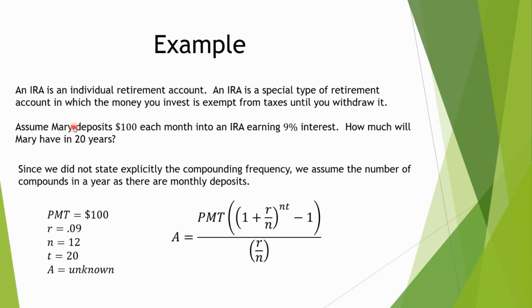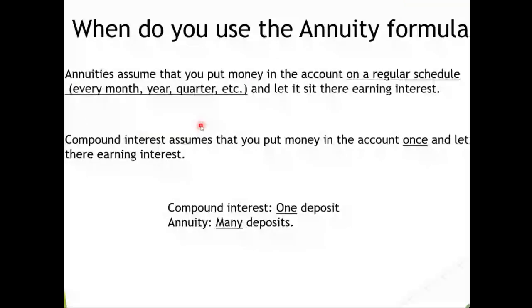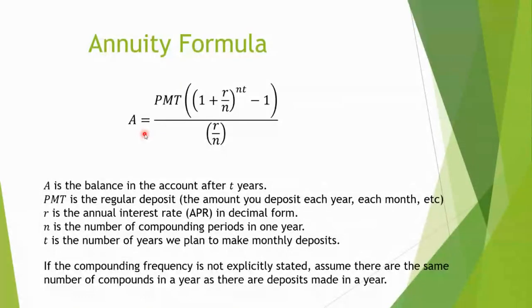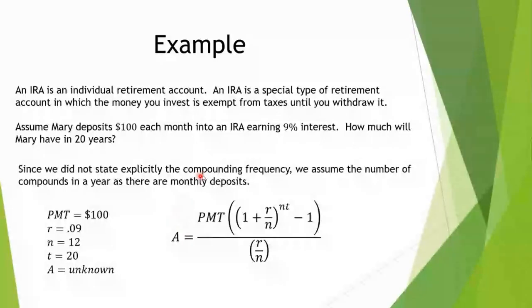Anyway, here we're assuming someone named Mary is depositing $100 a month. So she's making monthly payments, many deposits. That tells us we must use this formula, many deposits. Okay, and the account is earning 9% interest. This is our annual interest, okay?